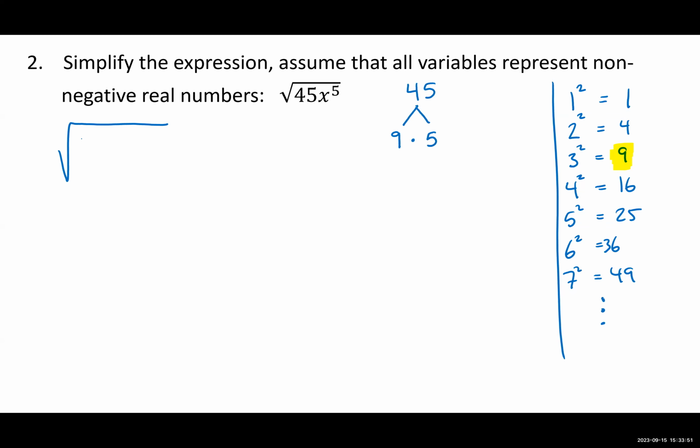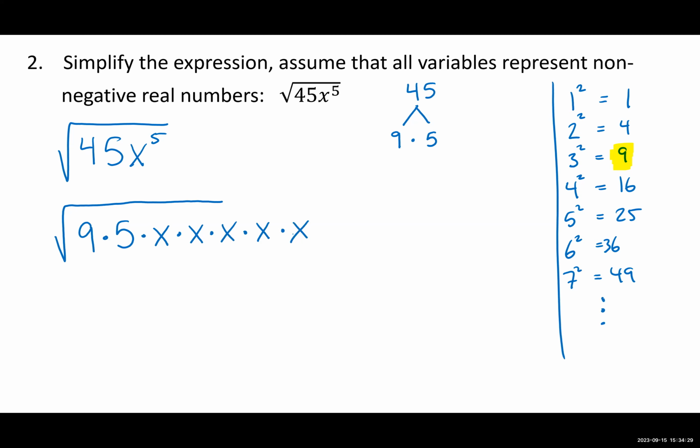So when we have the square root of 45x to the 5th, let me write this in a more expanded form. 45 is 9 times 5. And what does x to the 5th mean? That means 5 copies of x: x times x times x times x times x. That's x to the 5th. So what I have down here is just a more expanded way of writing 45x to the 5th.